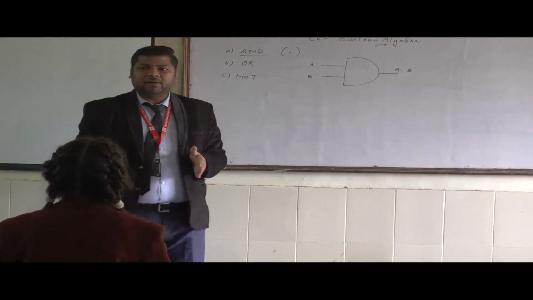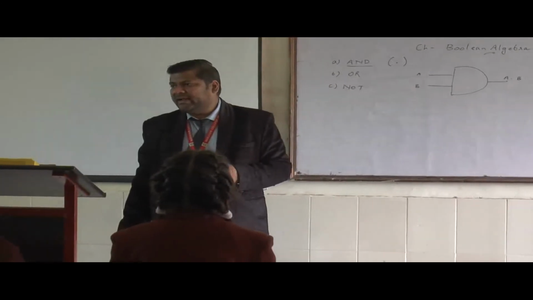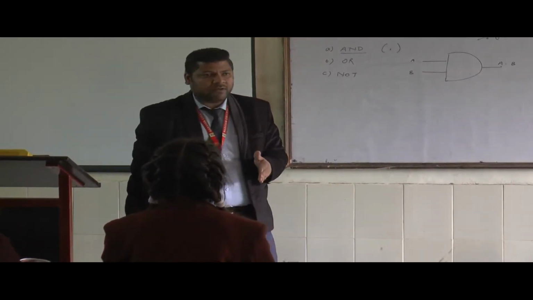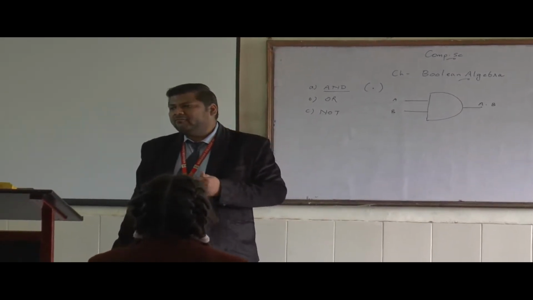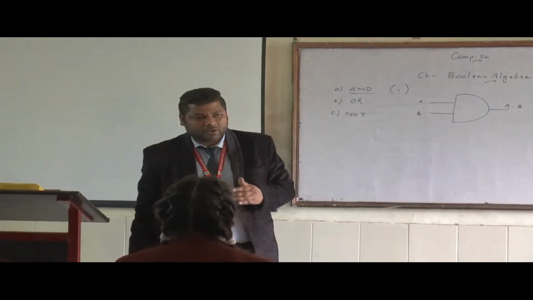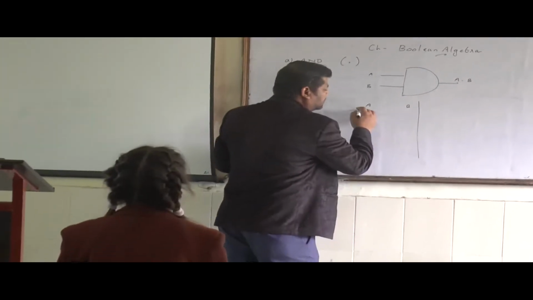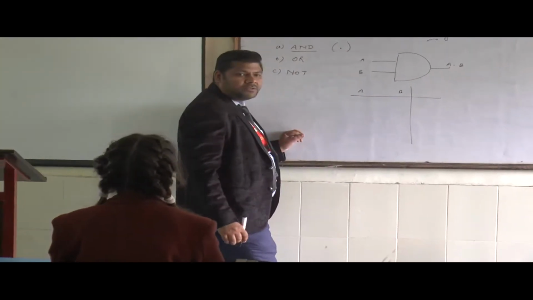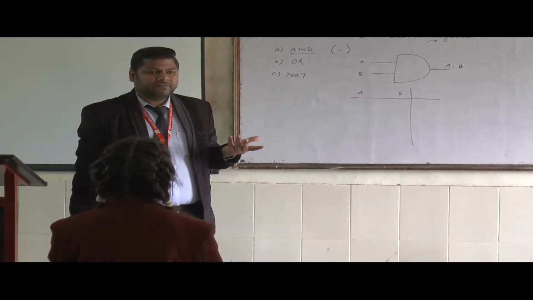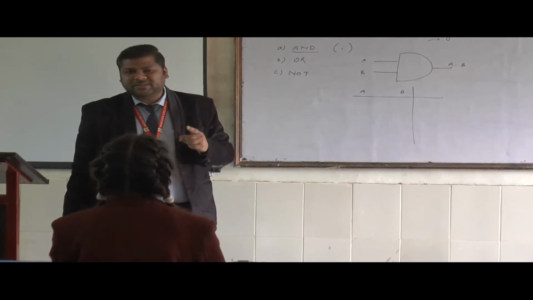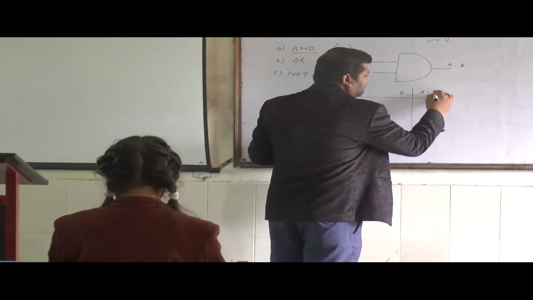What did I tell you about the truth table? It is the tabular representation of possible combinations of inputs and their expected output. In the case of the AND gate, if all the inputs are high, then only 1 will be produced, otherwise 0. Consider the truth table of the AND gate. The two inputs A and B, and the possible combinations are 2 to the power n. What is the value of n here? 2. That means 4 possible combinations can be derived in the input, and the output is A dot B.